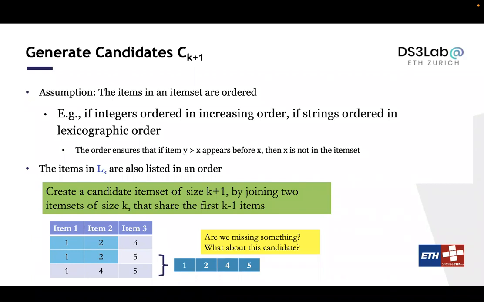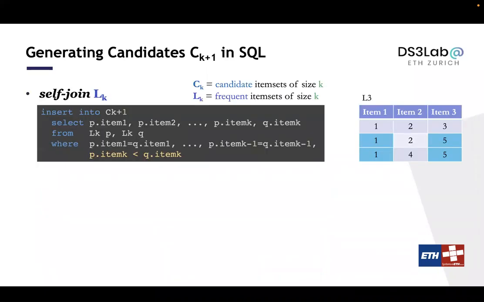The only reason you cannot generate this tuple by joining two tuples sharing the same two attributes is that one of them is not frequent. That is why you only need to consider pairs sharing the same k minus one items, if you order them in this way. Once you do this, you have a very simple algorithm to implement Apriori in SQL queries to generate candidates.